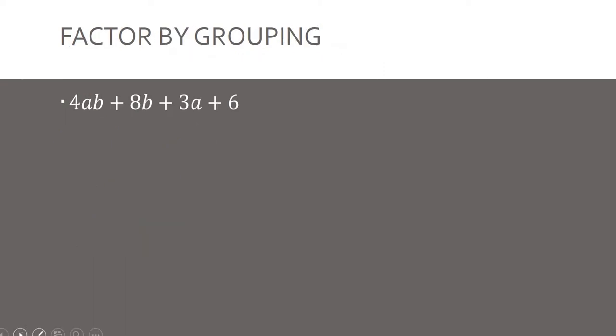Sometimes we need to factor by grouping. If you look at these four terms, they don't have anything in common to all of them. Let's do our factoring off to the side again. I've got 2 times 2 times A times B. I've got 2 times 2 times 2 times B. I've got 3 times A, and I've got 2 times 3.